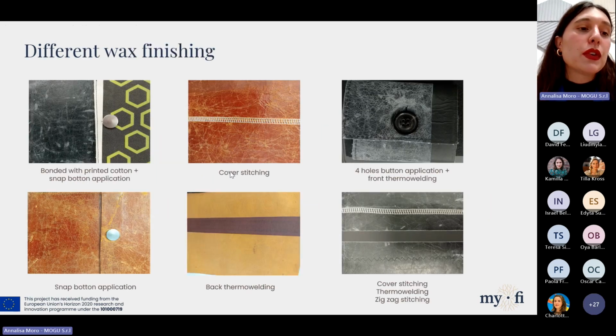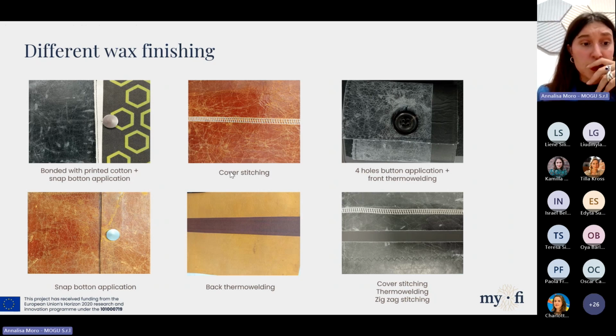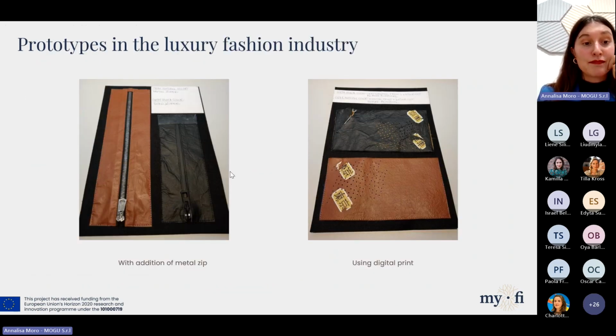First of all, we prototyped different finishing works. Here you can see many, some bonded with printed cotton and snap button application, others with cover stitching, black thermal welding. So we are using many technologies to also see how our material reacts in different conditions and with different finishing works. In other prototypes, you can see here, for example, we have a metal zip. So it is used as a normal fabric.